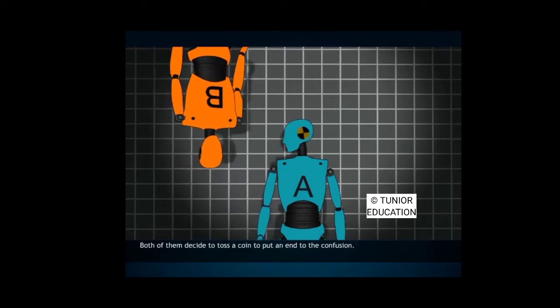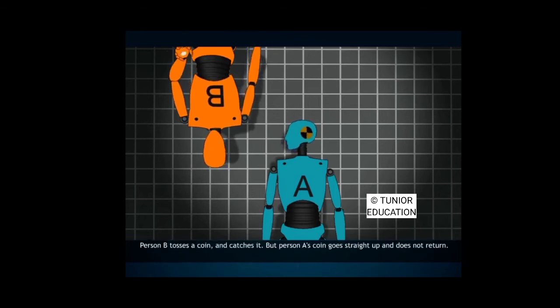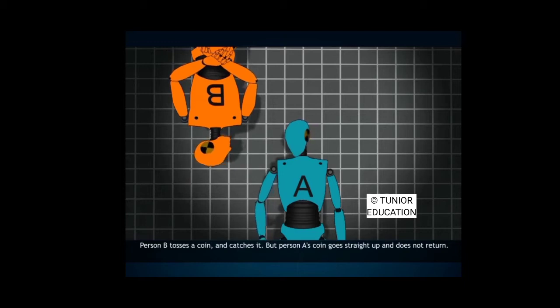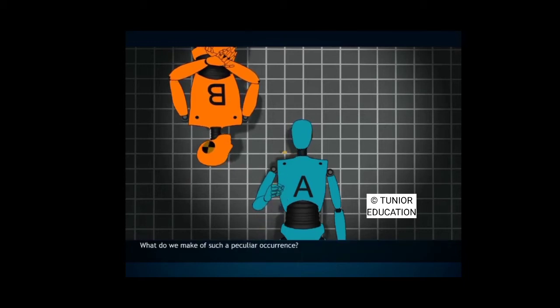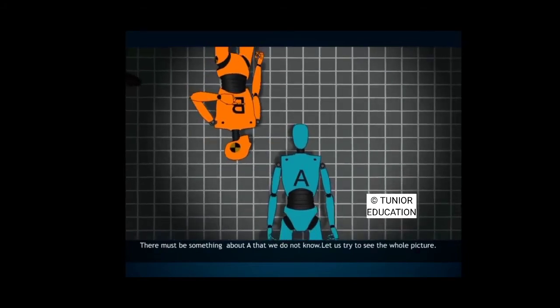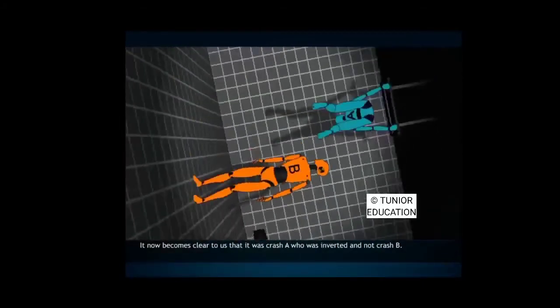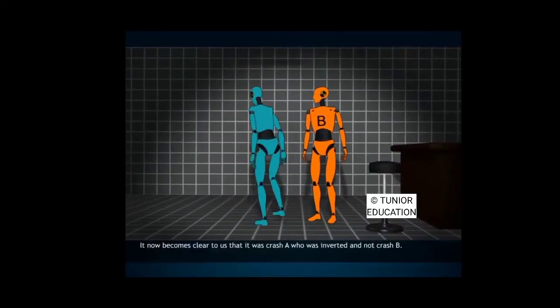Both of them decide to toss a coin to put an end to the confusion. Person B tosses a coin and catches it. But person A's coin goes straight up and does not return. What do we make of such a peculiar occurrence? There must be something about A that we do not know. Let's try to see the whole picture. It now becomes clear to us that it was Crash A who was inverted and not Crash B.